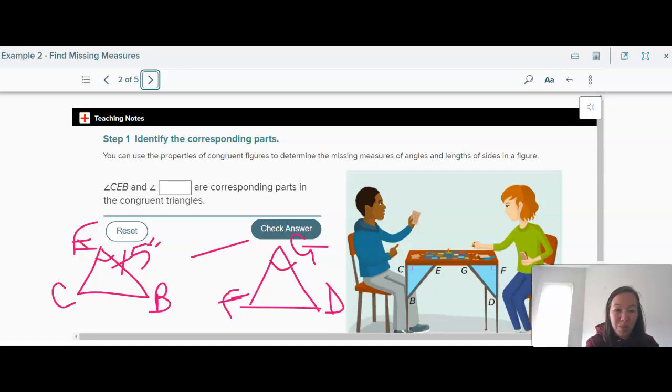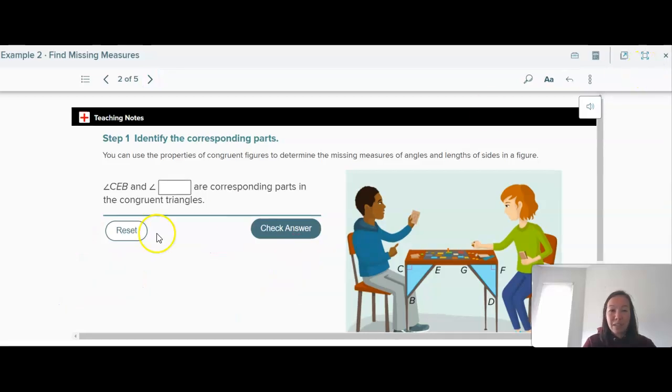FGD, which is this one. Well, E and G are the same. It doesn't matter if we call it FGD or DGF. BEC and CEB are the same thing. So this angle is congruent to this angle right here. And again, if you draw it out, it might be a little bit easier for you to visualize.